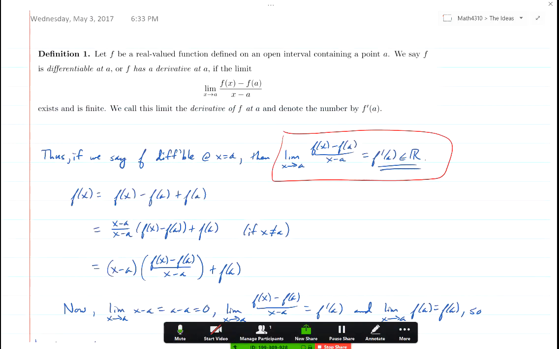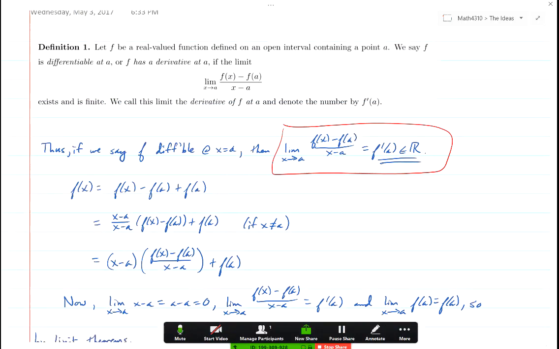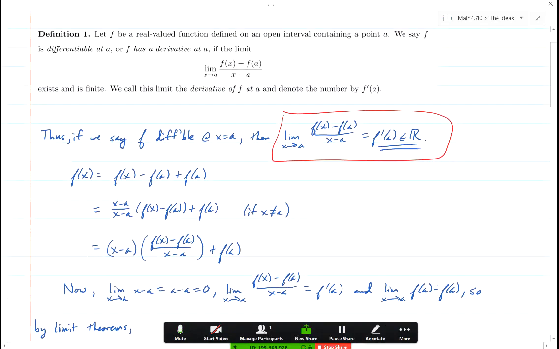So let's go through the following process and see how I can write a function in a different form. If I take f of x, at a point a where it's differentiable, I can add 0. This is just adding 0 to the equation. I say it's f of x minus f of a plus f of a. I haven't changed the function at all.